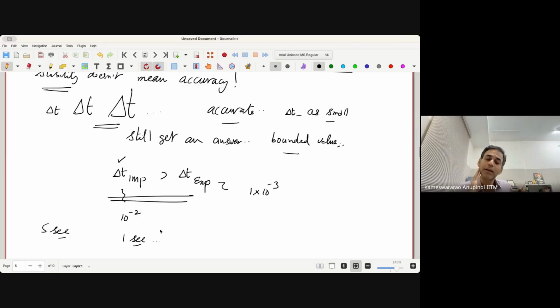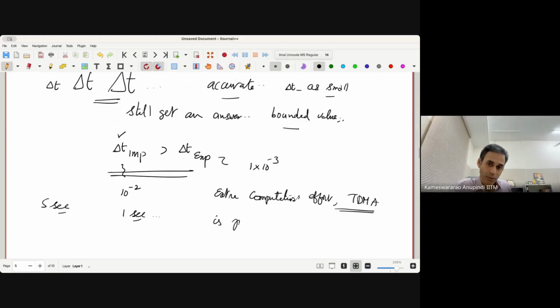So we are still restricted by the accuracy that we want in choosing delta t, but the implicit method tells you that there is no stability condition that it imposes. That means the extra computational effort we are putting in by solving this tridiagonal matrix algorithm is justified through the use of a larger delta t in the implicit Euler case.